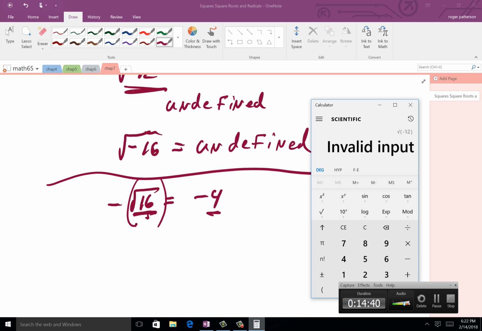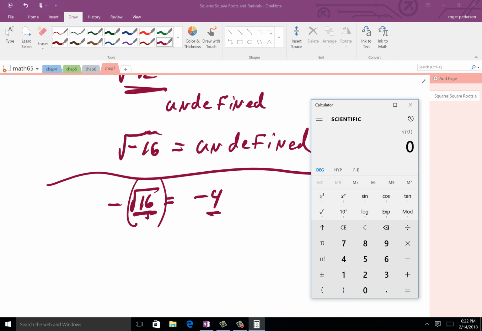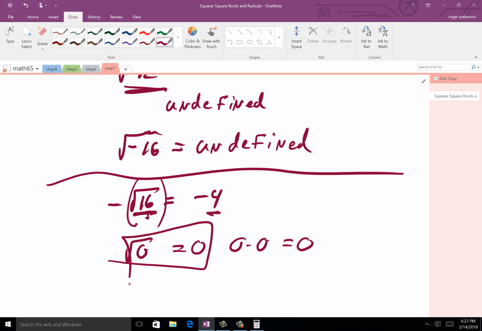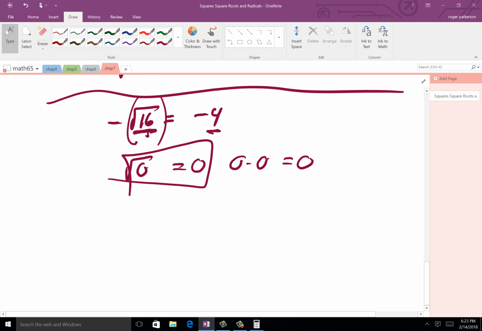All right. Let's try 0. So if I go here, let me move this kind of out of the way. 0, I'll clear it, I guess. 0, square root. Yep, that's okay. I can take that, which makes sense because obviously 0 times 0 equals 0. So that makes sense. Okay. So that's a bunch of stuff on square roots. Nothing really too earth-shattering there as far as that goes.